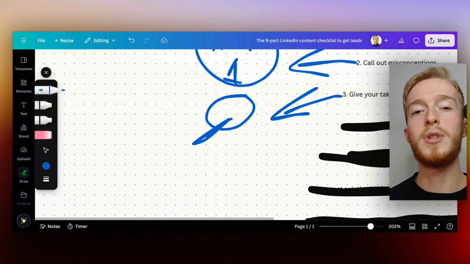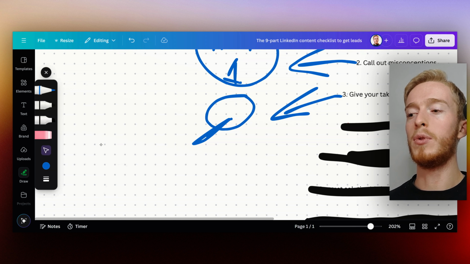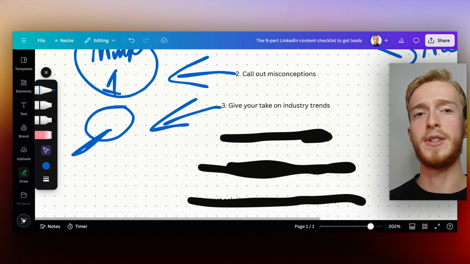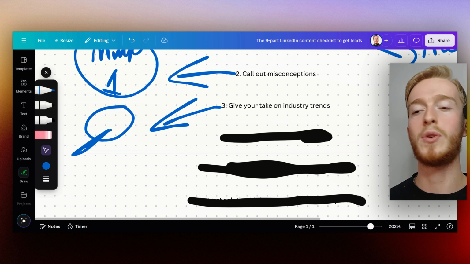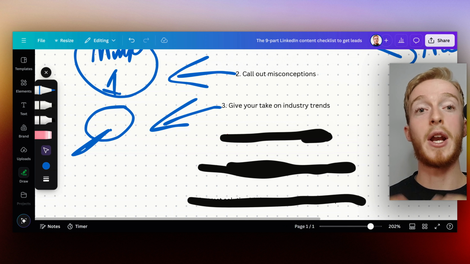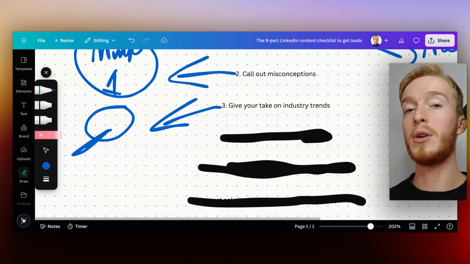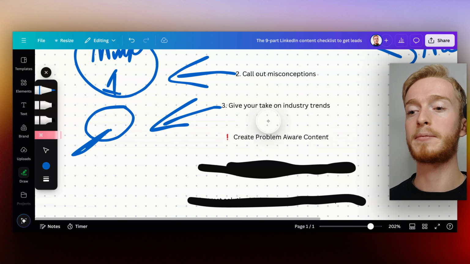So, being able to give your own take on industry trends can help people who align with industry trends that are going on at the moment. Obviously, industry trends being in your industry. So I might talk about LinkedIn trends at the moment. This helps people understand your view and helps them identify if the trend they're currently using or following or that they heard of is something they align with.